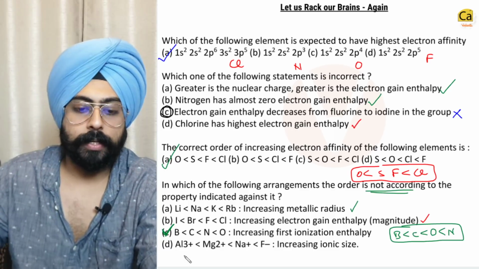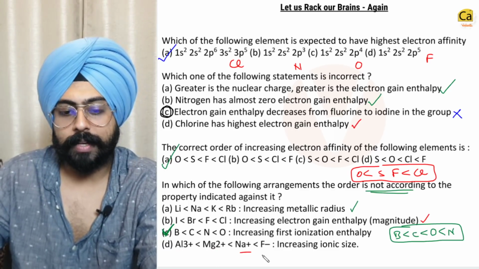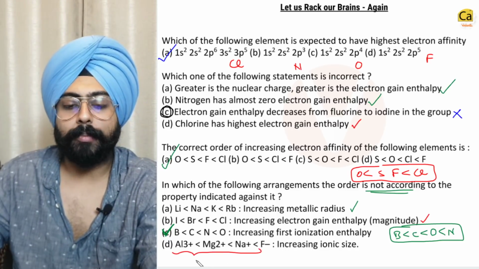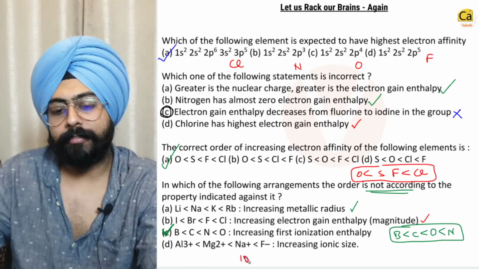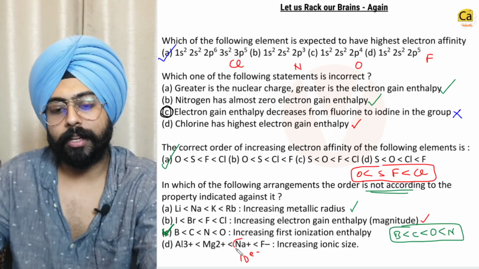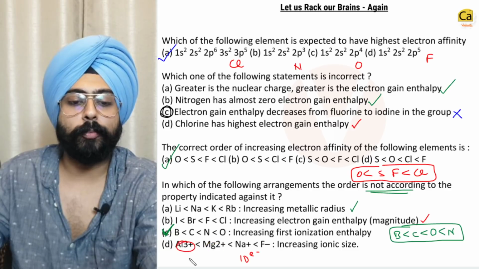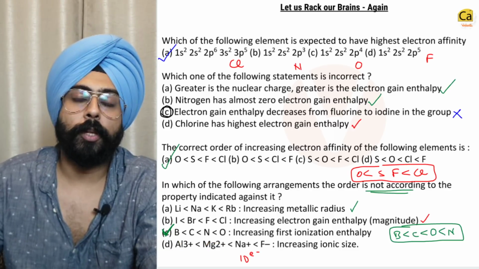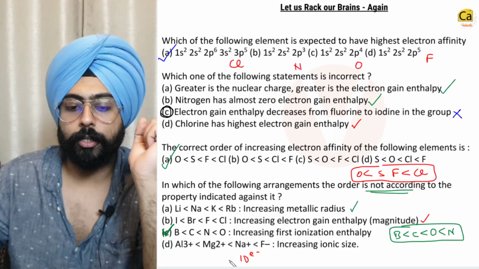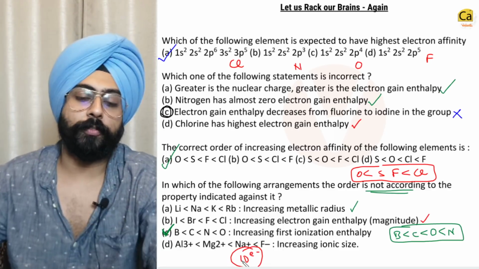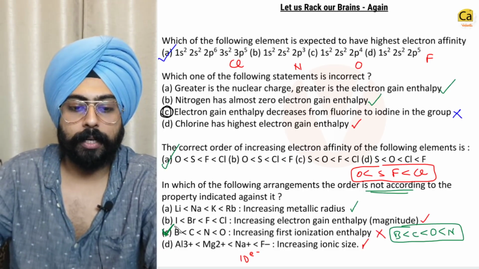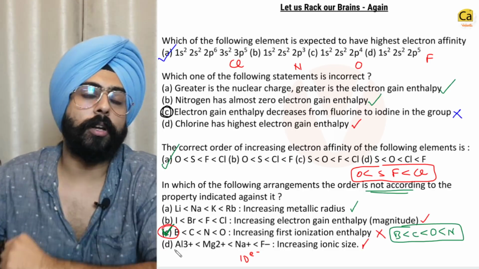Cool. Last one says Al3+, Mg2+, Na+ and F-, increasing ionic size. Absolutely. All of these species, if you notice carefully, have 10 electrons. Fluorine has 9 protons, sodium has 11, magnesium has 12 and aluminium has 13. More protons, smaller size. That's exactly what's given over here for an isoelectronic group of species. So this is also a correct statement. This is the wrong statement. Hence the answer is option number C.